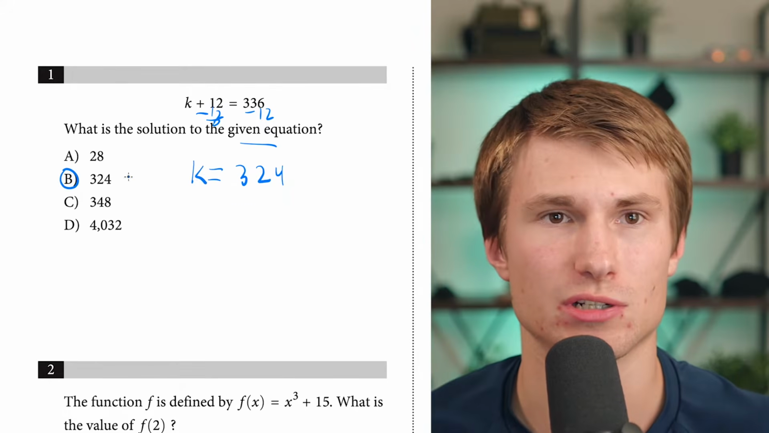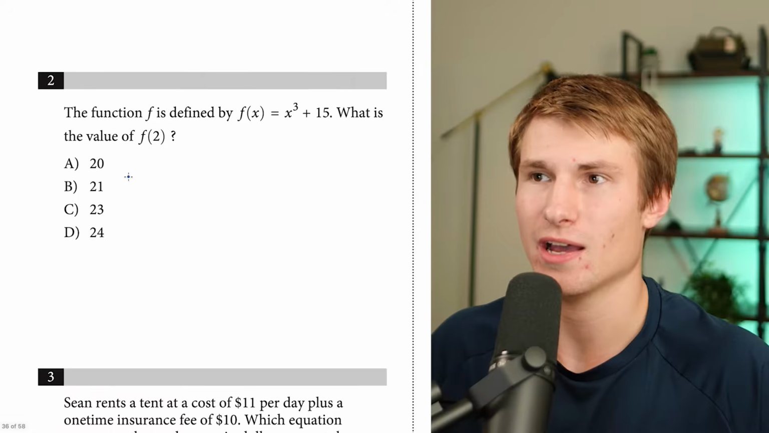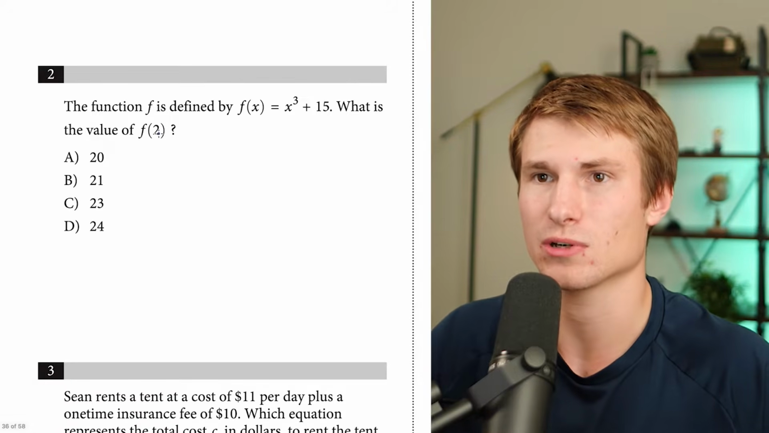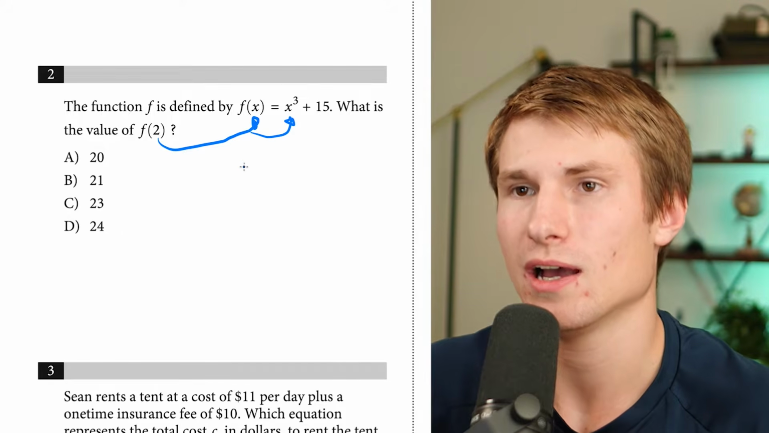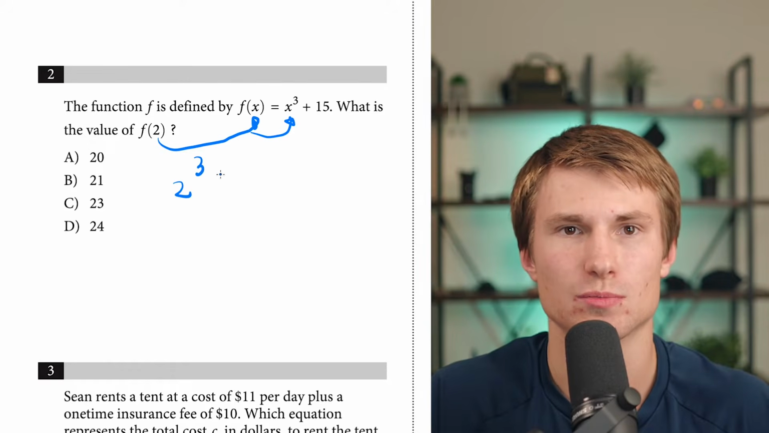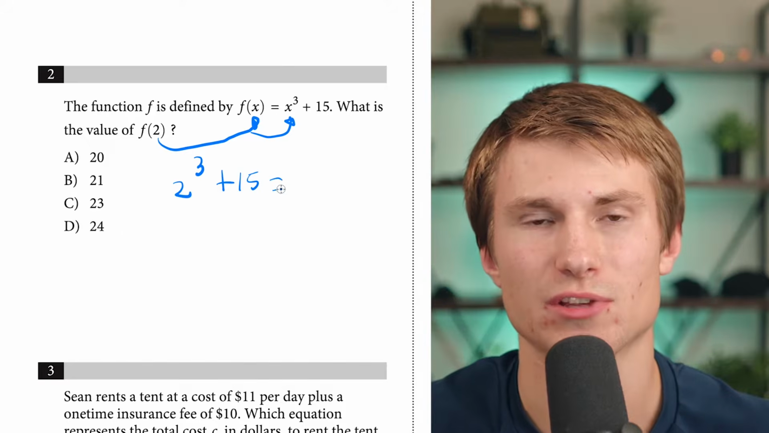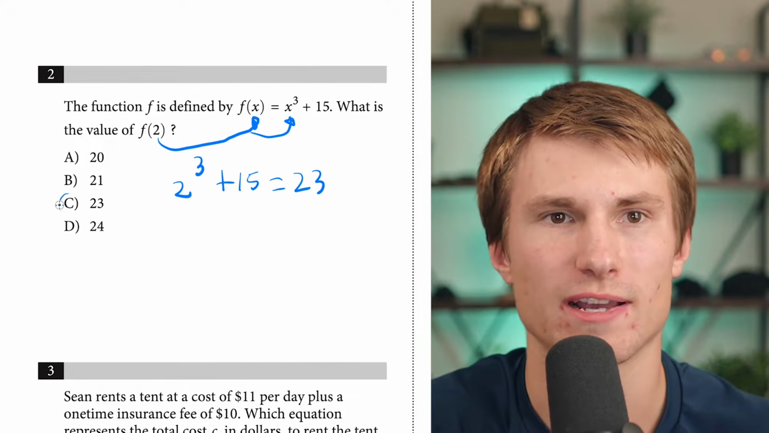Moving on to question number 2. Function f is defined by f of x is equal to x cubed plus 15. What is the value of f of 2? All we got to do is plug in that 2 for the value of x. When we do that, we're going to have 2 cubed plus 15. 2 cubed is equal to 8. 8 plus 15 is equal to 23, and our answer there will be C.